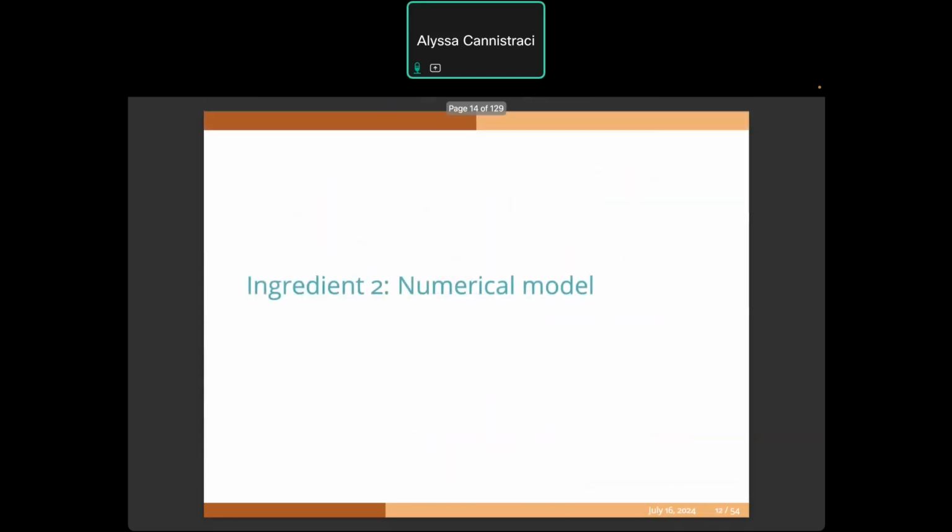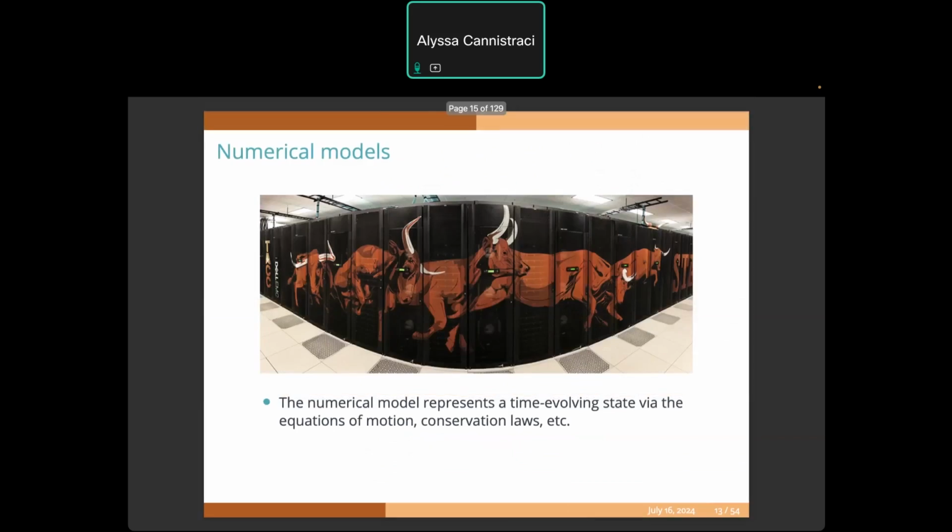So the second ingredient is the numerical model. So this is kind of like the backbone of data assimilation, right? The numerical model represents a time-evolving state via the equations of motion, conservation laws, etc. It's a really complex system. They're usually solved on something like this. This is the supercomputer at UT Austin. This is specifically Stampede.